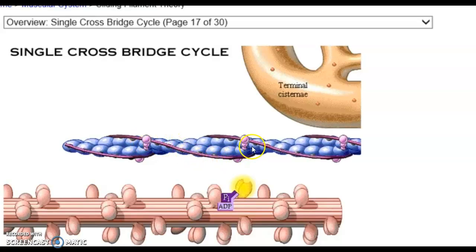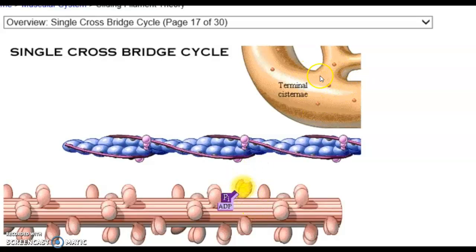And notice that the little black knobs here are the binding sites, and they are presently being covered by the tropomyosin. So here is my thick filament, which is made up of many different myosin proteins with their cross bridges.